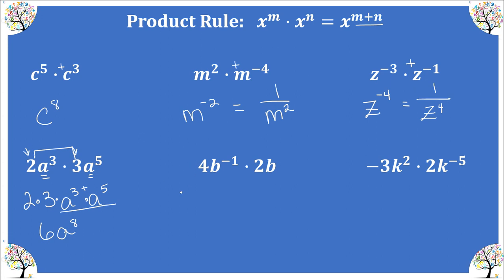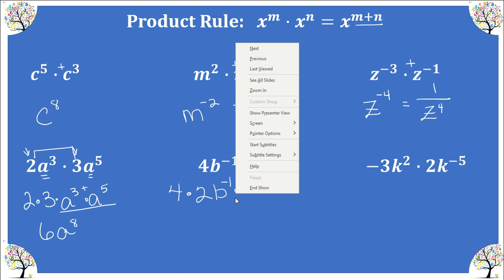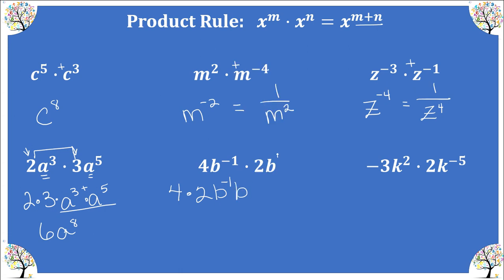Our next example, our two coefficients, 4 times 2. Then our factors of b. There's an understood one here on the b. So anytime there's no exponent on a variable, I always like to write it in so I don't forget it.